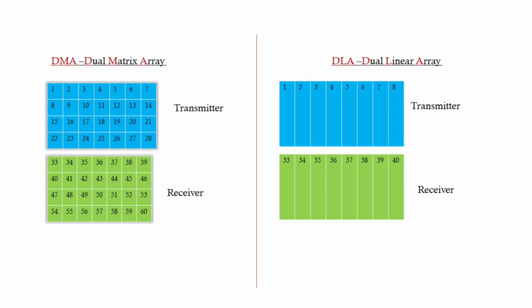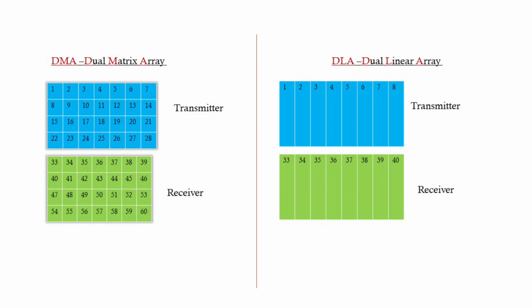Now we will see the main difference between DLA and DMA. Dual matrix array probes consist of two matrix array probes wired to the same connector with the capacity to perform transmit-receive longitudinal sound waves. The one shown here has a 7x4 matrix in the transmitter and a 7x4 matrix in the receiver.